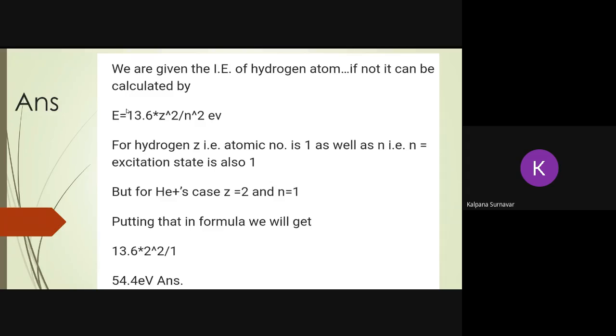But see here, the energy is equal to minus 13.6 Z square divided by N square. This is the correct equation.